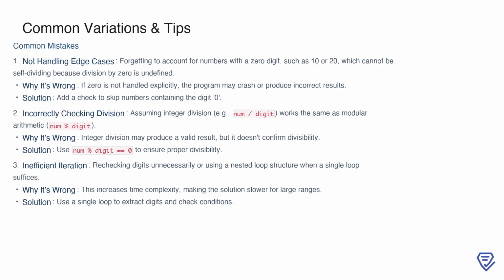Next, there's a frequent misunderstanding with division checks. Some assume that integer division, such as number/digit, guarantees divisibility, but this is not the case. Instead, you must use modular arithmetic, specifically number % digit equals 0, to confirm that a digit divides the number without leaving a remainder. Lastly, inefficient iteration is another pitfall. Rechecking digits unnecessarily or using nested loops can inflate the time complexity, especially for large ranges. The solution here is to use a single loop to extract digits and validate conditions efficiently, reducing redundant computations.